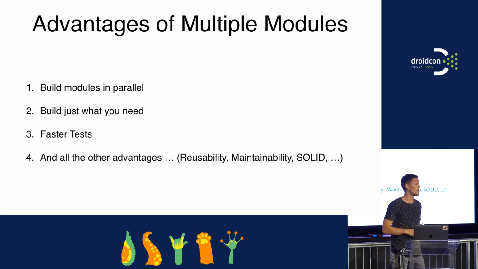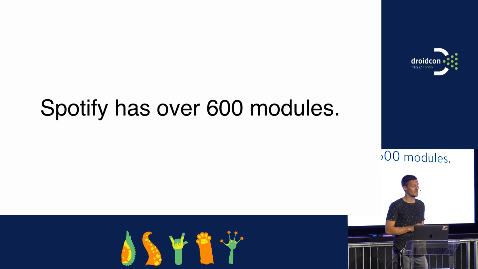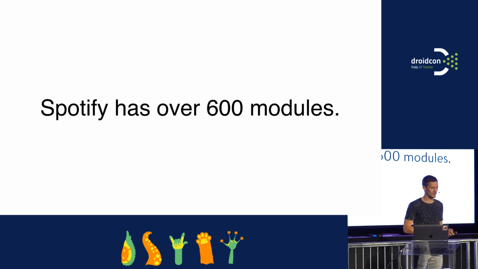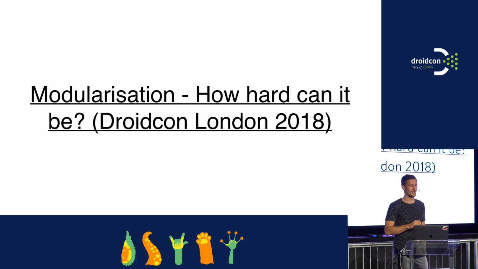One point I forgot, and you get all the other advantages when you split up into multiple modules. You could argue that the architecture is better, you have view reusability, maintainability, SOLID principles and everything in there, which kind of pays out at some point. For example, Spotify has over 600 modules. There was a talk at a droidCon in London. It was called modularisation, how hard can it be? And I recently spoke to Ty Smith, who's working at Uber, and I think he mentioned that they have over 1,000 modules, which is really crazy.